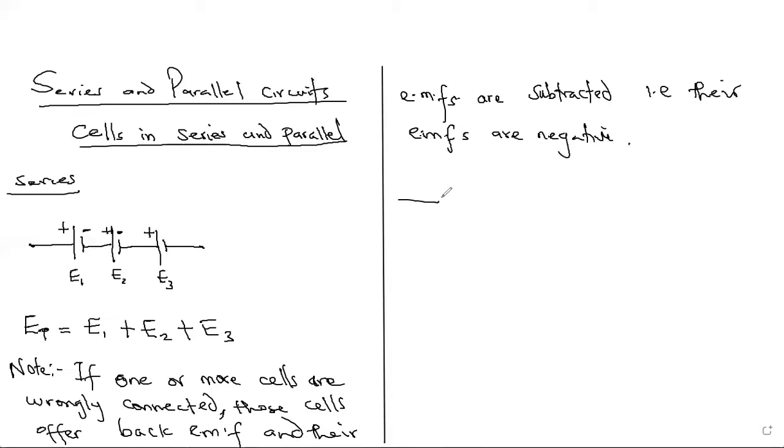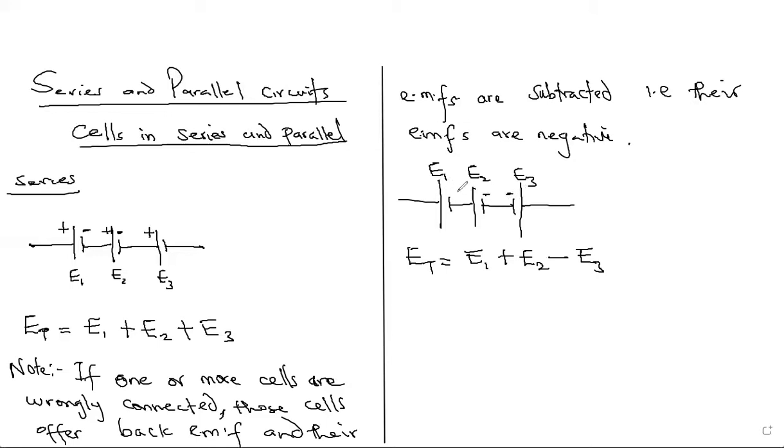So for example, you have the connection this way, and one of the cells is wrongly connected like that. So if this is E1, this is E2, and this is E3, the total EMF ET will be E1 plus E2 minus E3. Now you can see that negative of this is connected to negative of it. So that's a wrong connection there. So the one that is wrongly connected, which is this one, will have a negative EMF. So that's why E3 is minus here. So that's how you calculate the total.